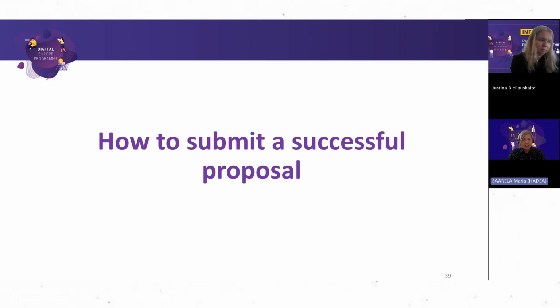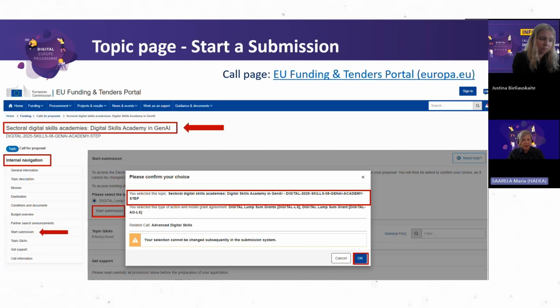So once you have studied the call document carefully, you have a consortium and you want to start actually filling in the application, you would go again to the call page. Please, next slide. Okay, so you would go again to the topic page, and in the internal navigation, select the Start Submission button. Before you do this, make sure you are selecting the right topic, as we have 3 under the same call. Just make sure you don't make a mistake and select the wrong topic. Next slide, please.